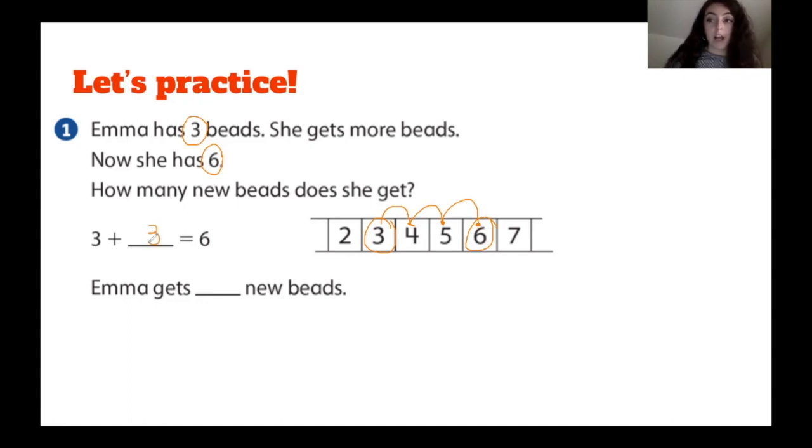So let's check our work. It says 3 plus 3 equals 6. So let's use our fingers or your counters. 3 plus 3 equals 6. Yep, we're correct. So Emma gets 3 new beads. Good job. Kiss your brains. Beautiful. Let's go on to our next one.